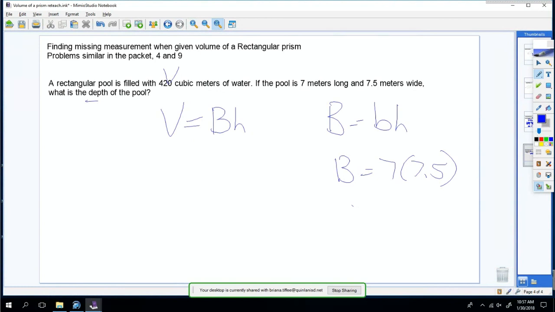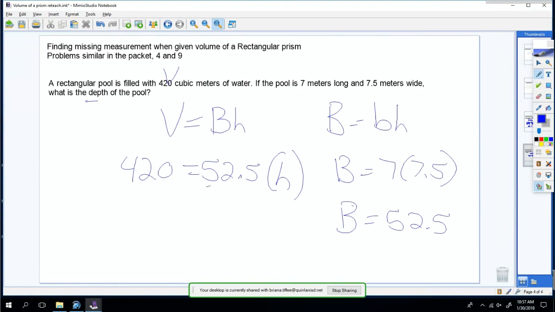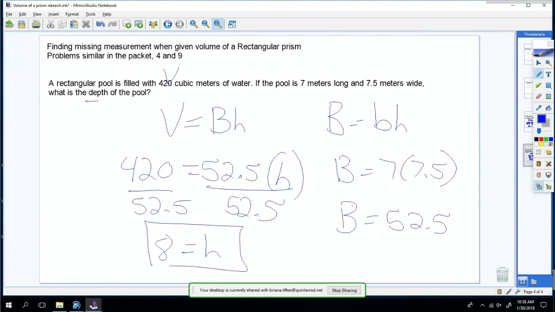7 times 7.5 is 52.5. So now you plug in what you know. Well, the volume is 420 and big B is 52.5, but you don't know the height, or in this case, the depth. So you're going to divide 52.5 to both sides. And when you divide 52.5 into 420, you get 8. So my depth of the pool is 8. And this one will be very similar to numbers 4 and 9 on the packet.